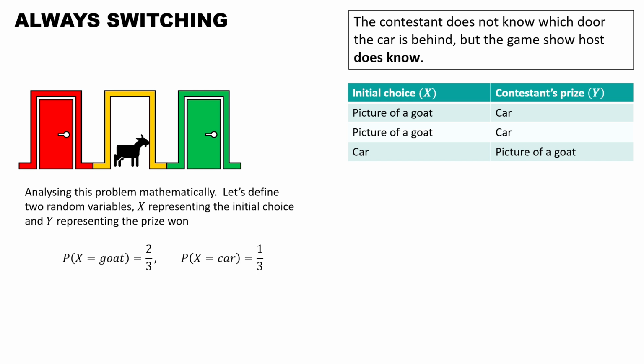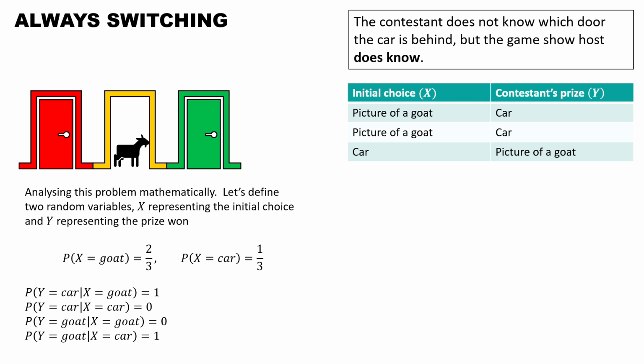So for instance, when the initial choice is a goat, so when x is a goat, we know that the contestant will always win the car. So the probability that the prize is a car, given that the initial choice was a picture of a goat, is going to be 1. Similarly, the probability of winning the car when the initial choice was a car is 0. The probability of winning the picture of the goat when the initial choice was the picture of a goat is 0. And the probability of winning the picture of the goat, given that the initial choice was a car, that's also going to be 1.